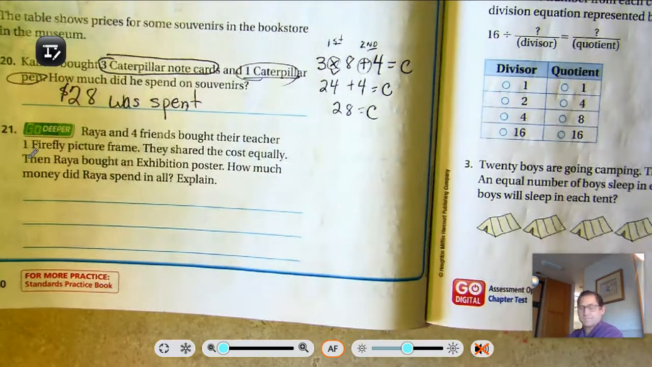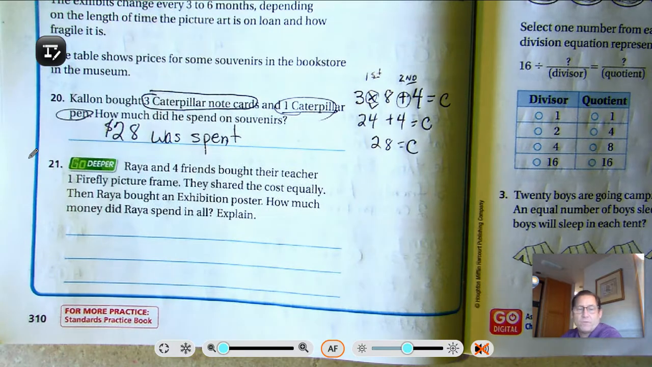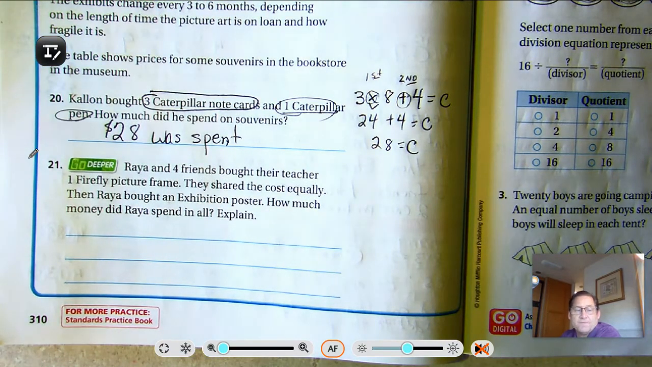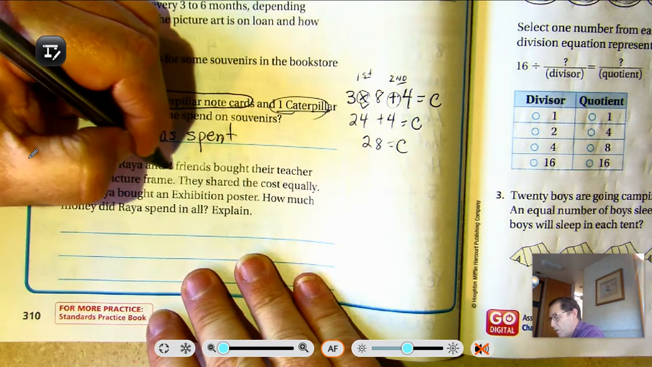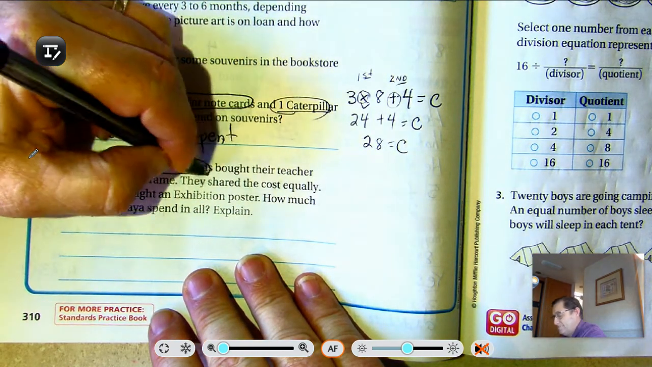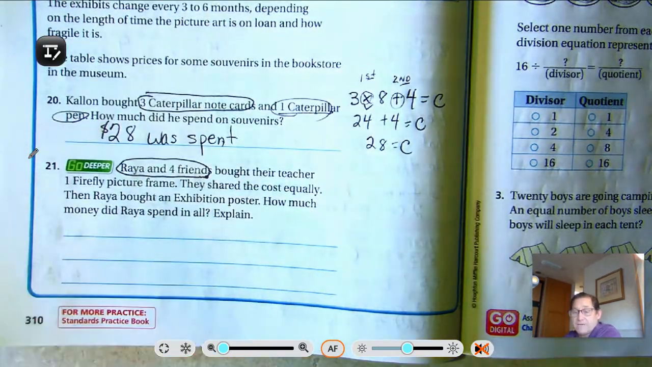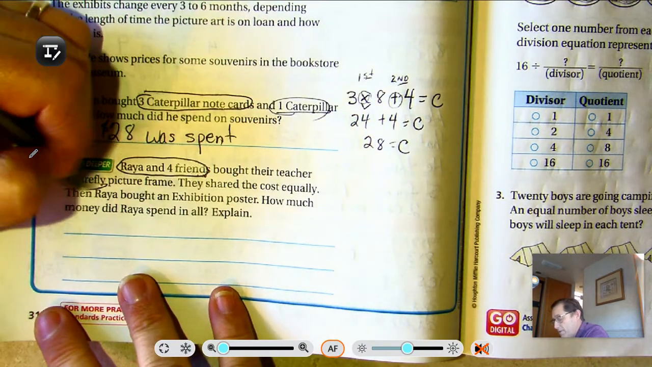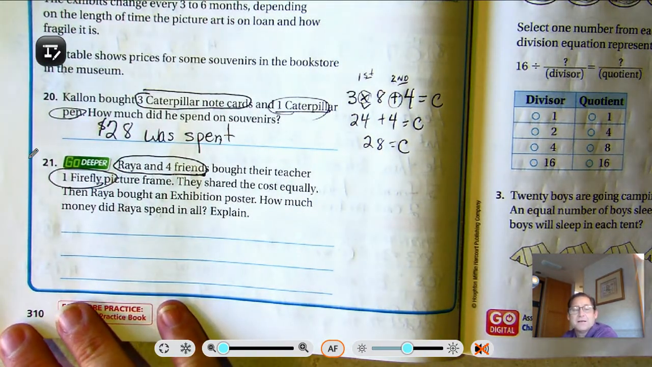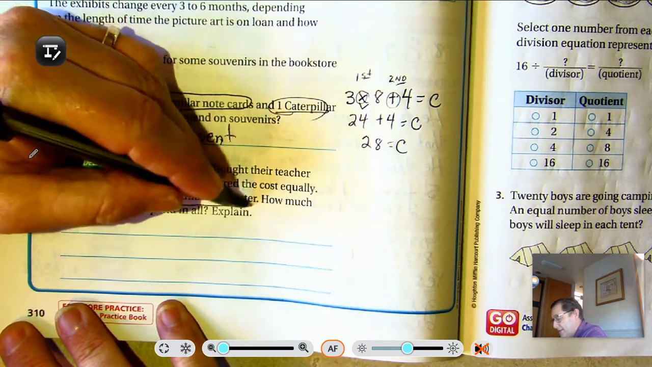And number 21. Rhea and 4 friends bought their teacher one Firefly picture frame. They shared the cost equally. Then Rhea bought an exhibition poster. How much money did Rhea spend in all? Okay, so Rhea and 4 friends. So they're sharing the cost 5 ways. They bought one picture frame. Then Rhea bought an exhibition poster.